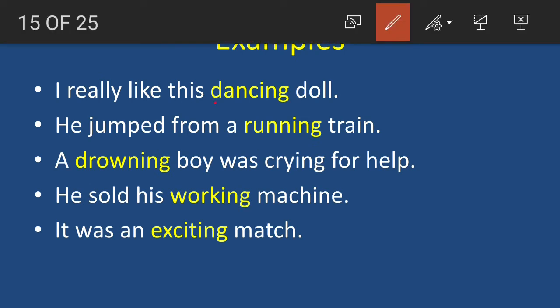I really like this dancing doll. Now here the main verb is like, and the word dancing describes the doll. So here it functions as an adjective, hence it is present participle. He jumped from a running train. Here also the verb is jumped. And here the ing form of verb acts as an adjective. It describes train. Which train? Running train. So here it functions as an adjective. Hence it is a present participle.